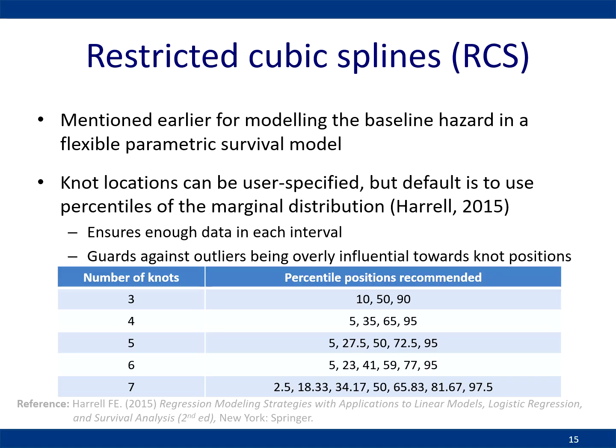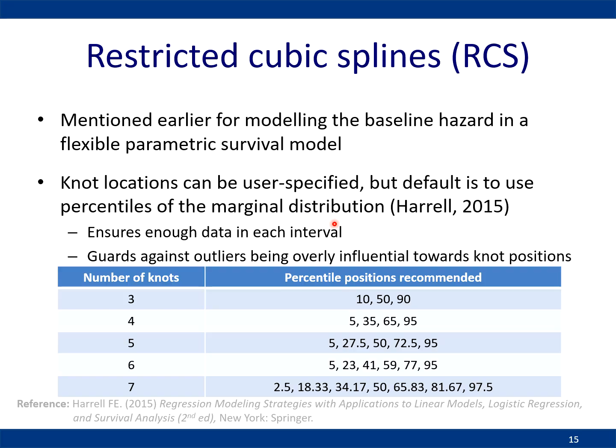So first let's look at restricted cubic splines. These were mentioned earlier by Richard for modelling the baseline hazard in flexible parametric survival models. And the first thing we need to do is decide how many knots we're going to use and the locations. So you can specify your own, but I'd recommend using the default, which is to base this on percentiles of the marginal distribution of the predictor.